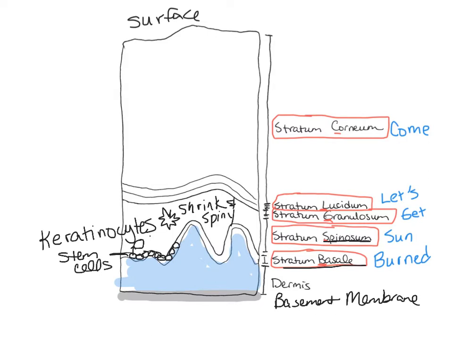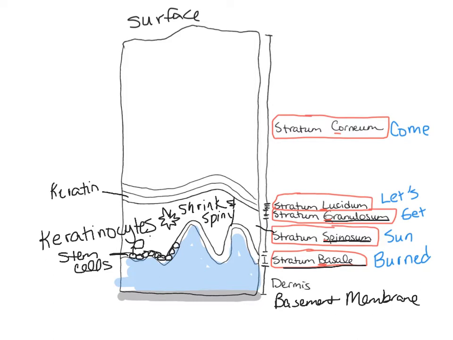That's what happens in the stratum spinosum layer. The next layer then is called the stratum granulosum. And so granulosum kind of sounds like granular or grainy, right? So now when the keratinocytes get pushed up into this stratum granulosum layer, they start to produce a bunch of proteins, okay? And that protein is called keratin.